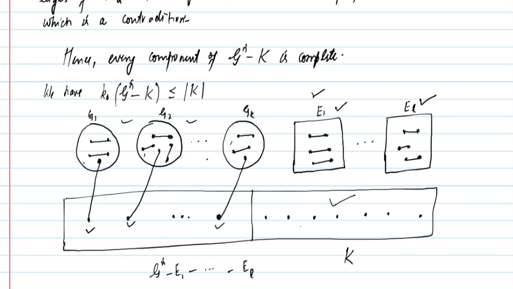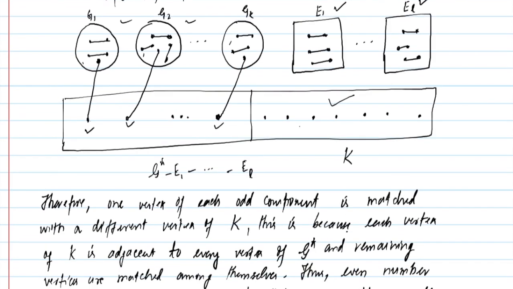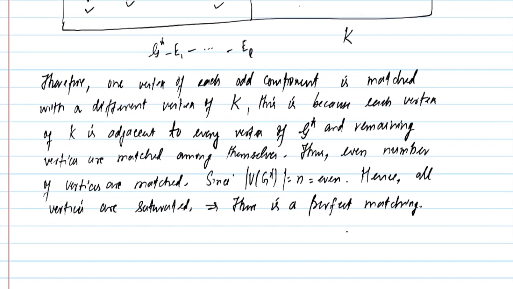Now since every component of G star minus K is complete, we have some odd components here. For every odd component, we will connect one vertex with a vertex of K. So that will give the process or the validity of how the vertices are saturated, and all the remaining vertices are then saturated within themselves, that is within an odd component or within an even component or within the set of vertices K. So this gives rise to a perfect matching in the whole of G, and this completes the proof.